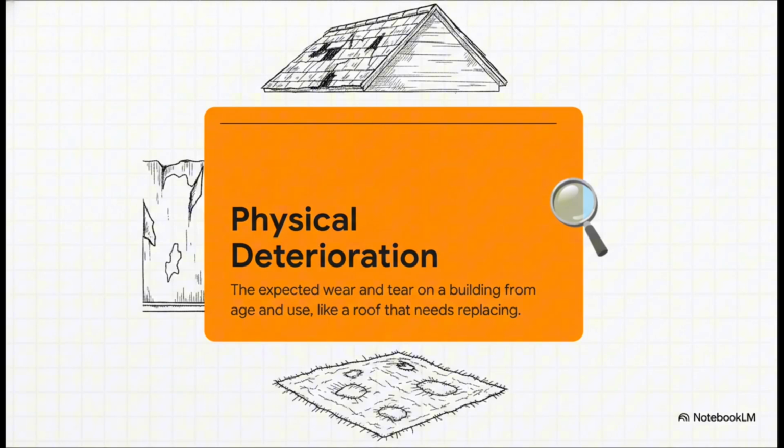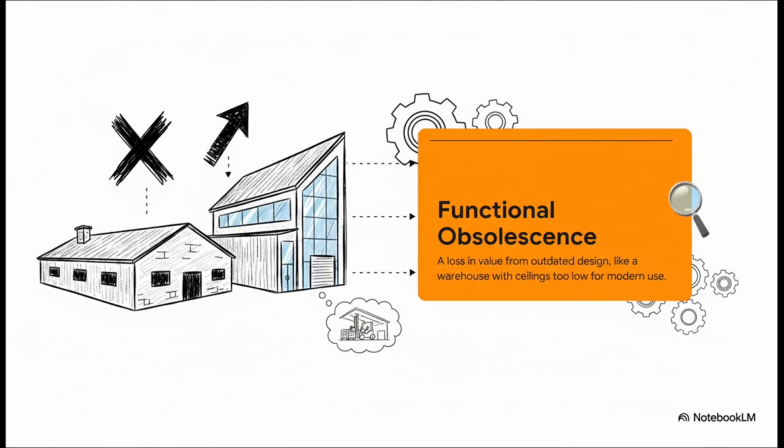plain and simple. The second one is a little more subtle, functional obsolescence. This is when the building is physically fine, but its design is just outdated. The classic example is an old warehouse with like 18-foot ceilings. You can't stack things as high. It's just way less useful and therefore less valuable than a modern warehouse with 32-foot ceilings. The design just doesn't really function well for today's world.